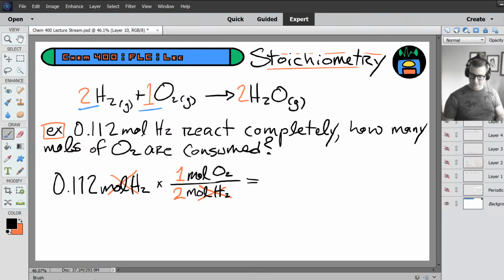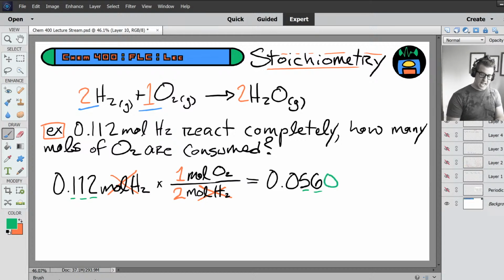I'm not going to do it in my head just because I'm bad at math, in my head at least. When I punch this into my calculator, the answer that I'm given is 0.056. All right? But you always have to ask yourself, how many sig figs should you have? And when you look at it, we start with 3 sig figs, but 0.056 only has 2, so we need to add a 0 for our answer to be correct. 0.0560 moles of oxygen are consumed.